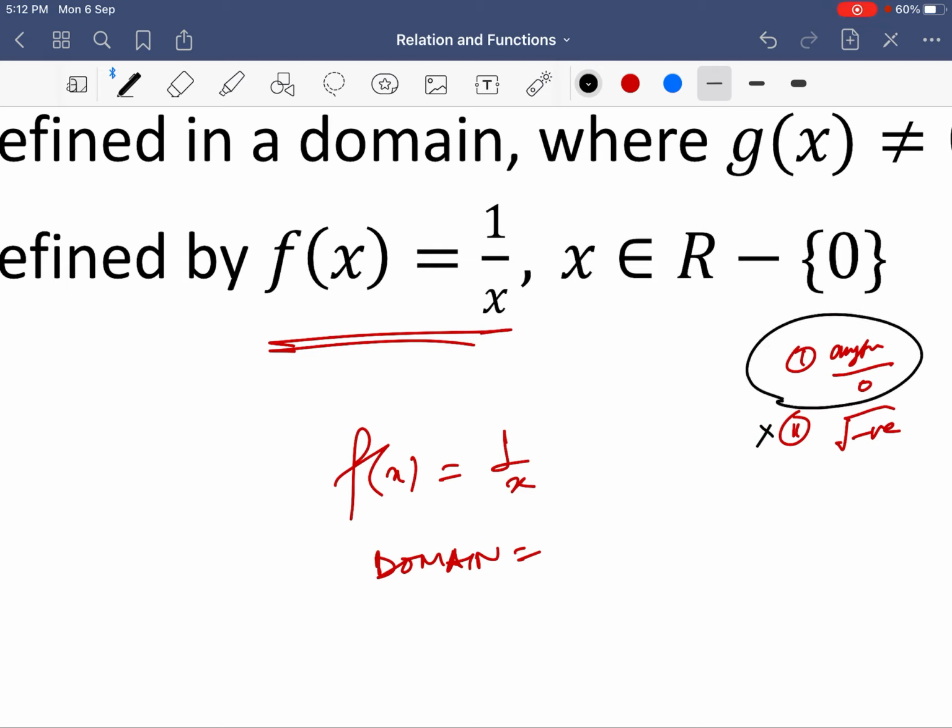If I look at 1/x, here x is in the denominator, so the denominator x should not be 0. When will the denominator be 0? When x is 0. That means I have to reject the value of x at 0. So I have to reject 0, remove it. And other than 0, if you put any number in here it will never be undefined. 1/1, 1/2, 1/40, you put any number other than 0 it will never become undefined. So its domain is R minus 0. I have to reject 0.